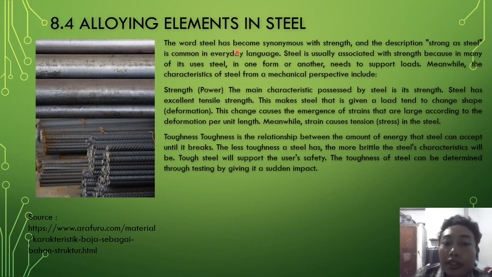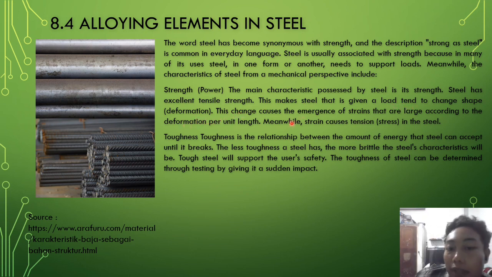The word steel has become synonymous with strength, as in the description strong as steel. In commonly accepted language, steel is usually associated with strength because many uses of steel are structural, supporting loads. The mechanical property characteristics of steel include strength and toughness. The main characteristic of steel is strength. Steel has excellent tensile strength. It makes steel resist load and deformation.